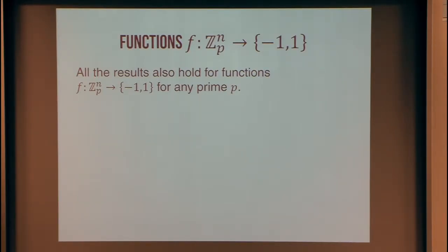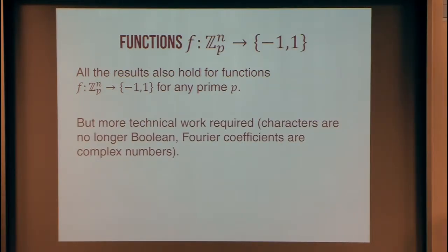Let me just state that essentially everything I said also works for functions f from Z_p to the n to plus minus 1 for any prime p. You have to do more technical work there to get things going. Basically, due to the fact that now the Fourier characters are not Boolean functions, they take the complex roots of unity of order p, and now the coefficients are complex, so you can't really do this trick of assuming they have the same sign or a different sign. You need to work a little harder, but it works. I mean, everything.